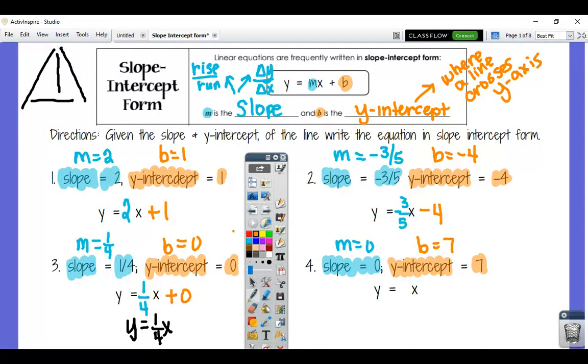So substitute it in. y is equal to mx, so 0 times x, and my y-intercept is a positive 7. And I'm going to say again, you have to simplify that. What is 0 times x? It is 0. So y is equal to 7. So if you don't have a slope, you're not going to have an x value, because slope is connected to my x value. So if you don't have a slope, you're not going to have an x value.